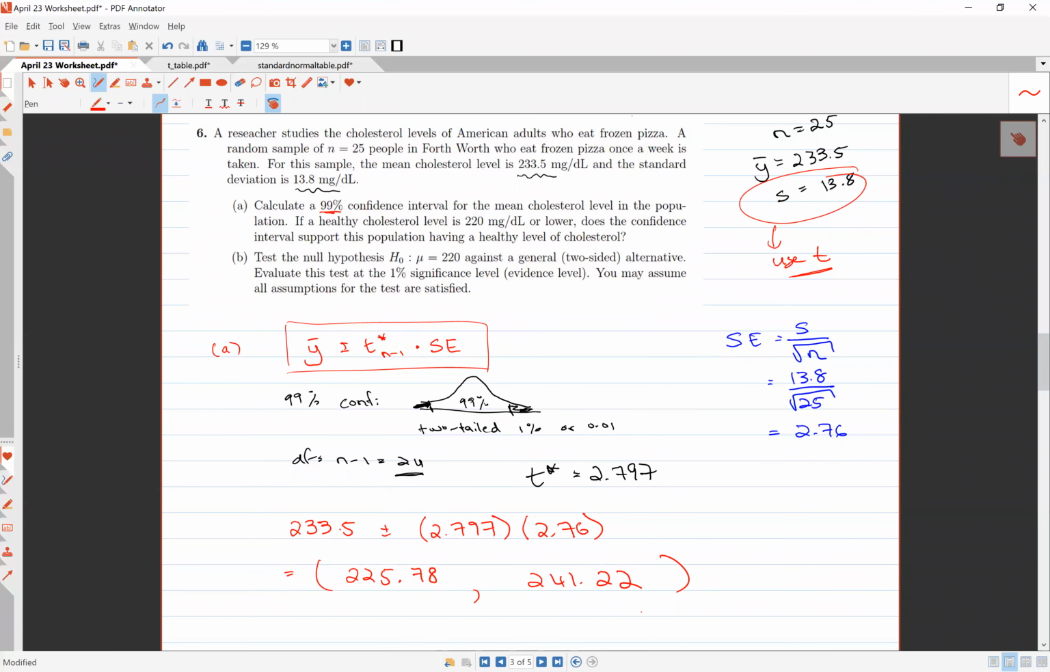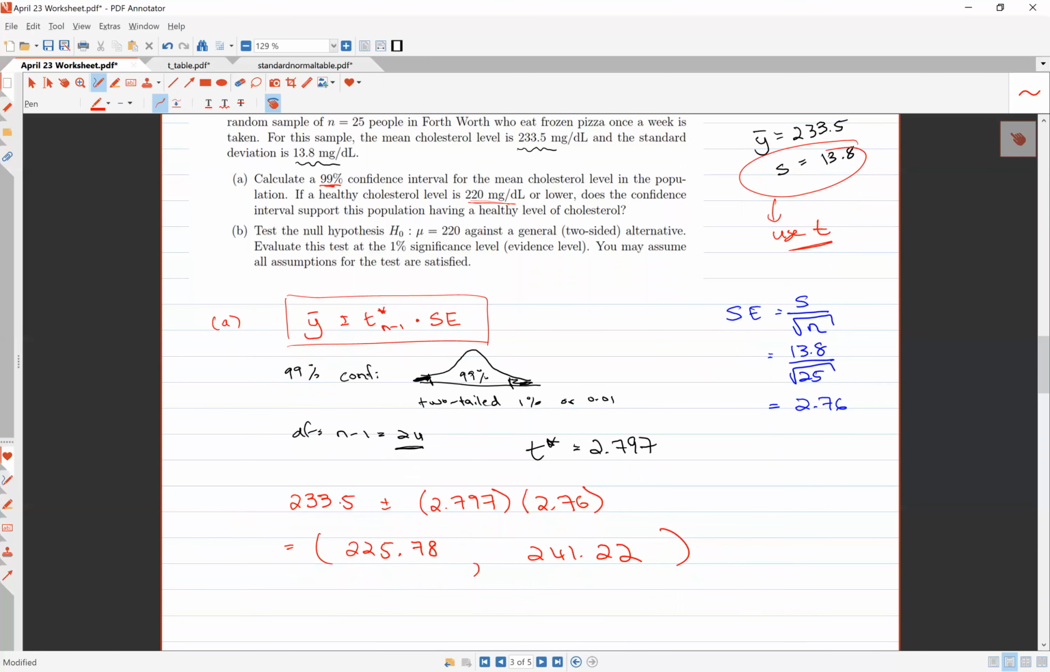The question concludes by saying, if a healthy cholesterol level is 220 or lower, does the confidence interval support that this population has a healthy level of cholesterol? And the answer is no, because 220 is outside the interval. In fact, the lowest possible value that the interval allows for is above the healthy range.